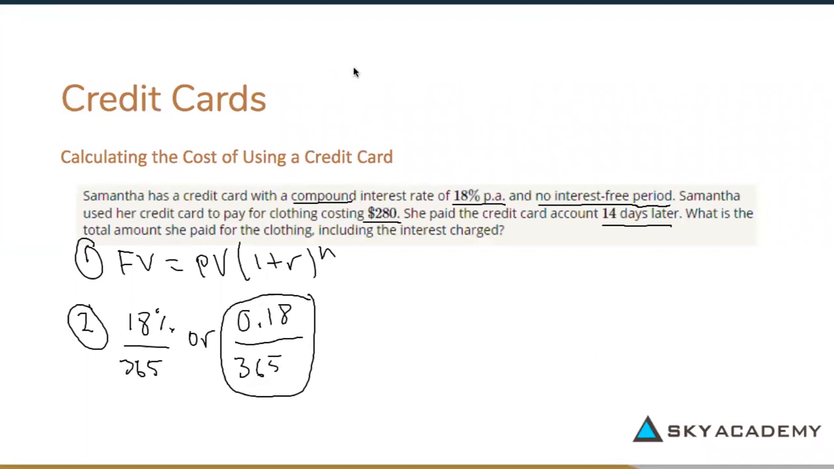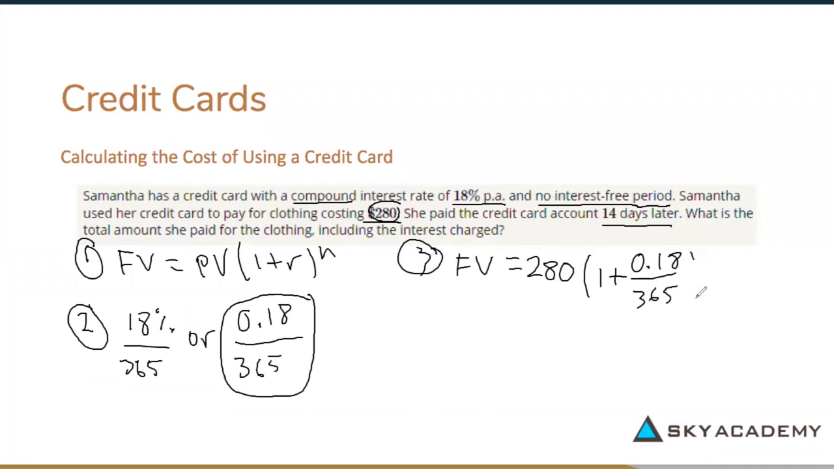And once we've done that, our third step will be to sub in the information into our formula. So the future value is what we are trying to find, but we know the present value to be 280. That's how much she paid at the present time for the clothes. 1 plus our rate, which we calculated in the second step, and to the power of 14 days. We don't have to change our n because our n is 14 days, and our interest in step 2 we calculated to be daily, so they are both in the same terms of days, so we don't have to change anything there.